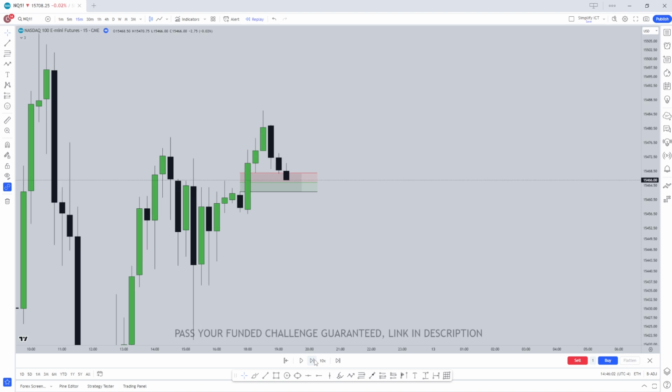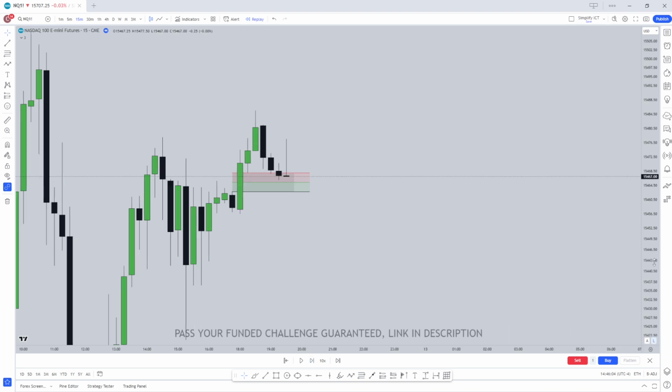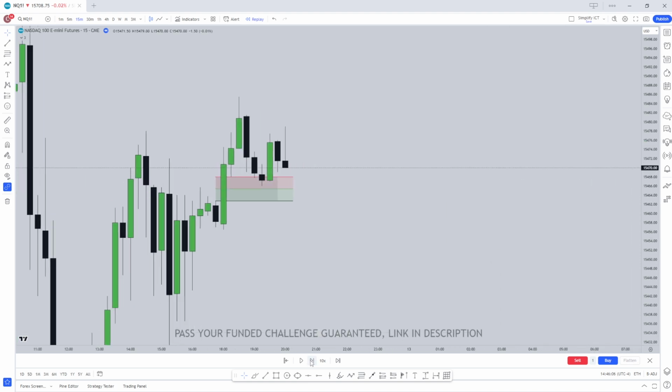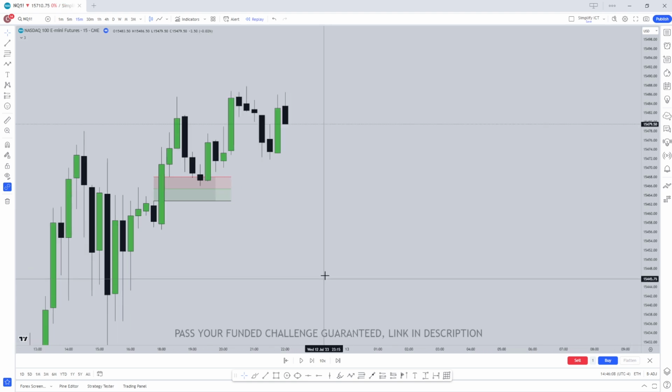Okay, it's tapped into this area, so it's a valid trade. As you can see, it's getting close to the 50%. However, price ends up running away, which is completely fine. Price can run away without touching the 50%.